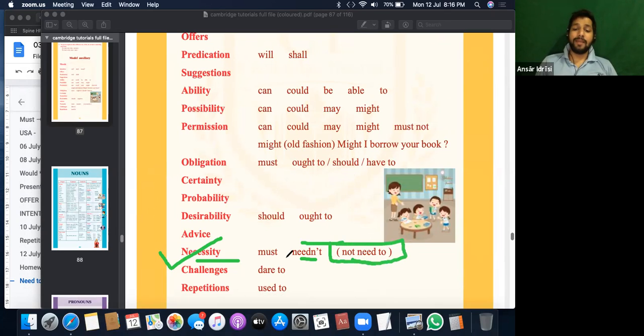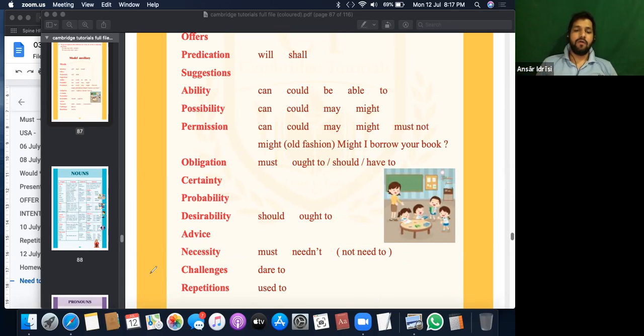Now need to and must both are the same. Same means what? Both have the same rating. दोनों में exactly same नहीं है, but दोनों का rating same है. Rating same मतलब इन दोनों एक ही लेवल के, दोनों भी एक लेवल के. कौन? Need to and must. Both are equals, दोनों भी एक ही लेवल के, need to and must.